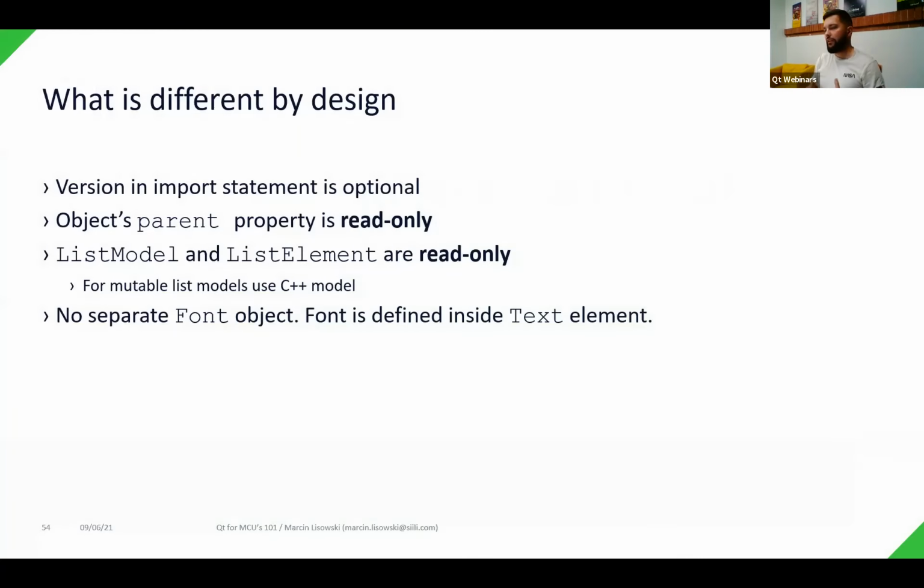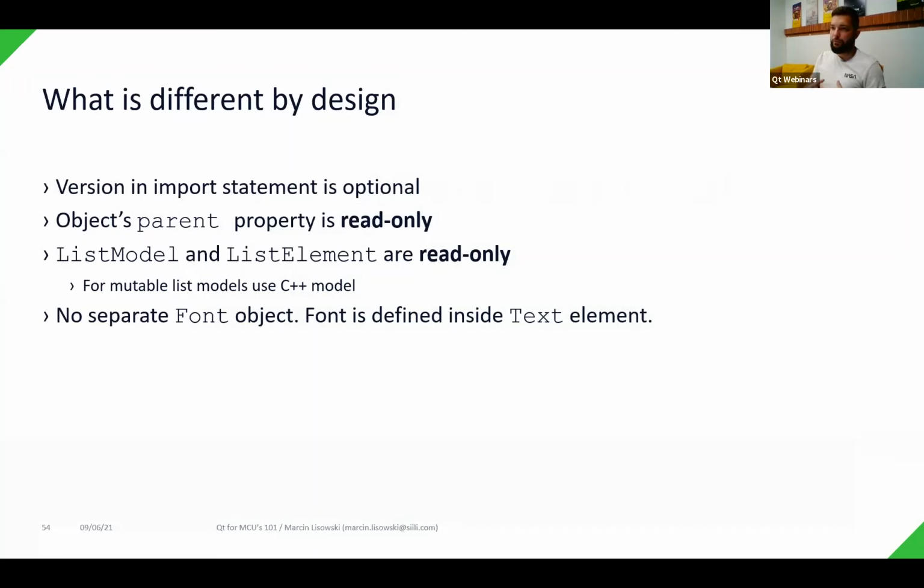So what is different and what is intended to be different? As I said before, the version in import is an optional thing. In Qt for MCUs it is completely skipped, but it's needed if you are going to work with Qt Creator, and then Qt Creator will throw an error for you. This is the only place where it can be needed. But in general, the Qt for MCUs framework itself does not need that.